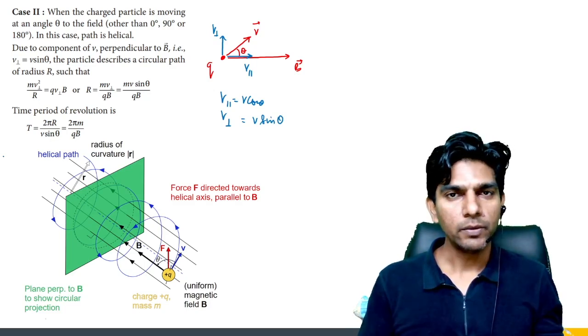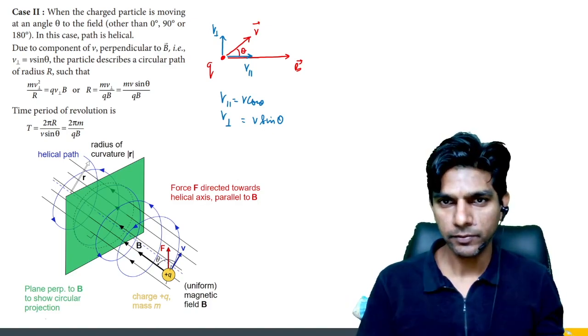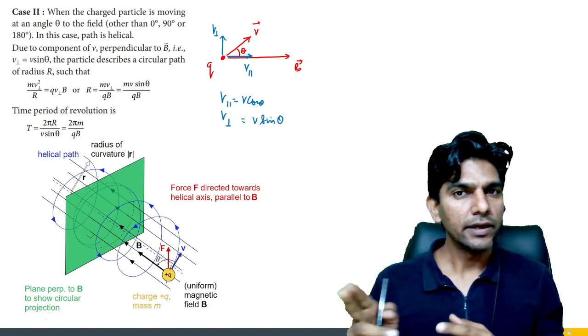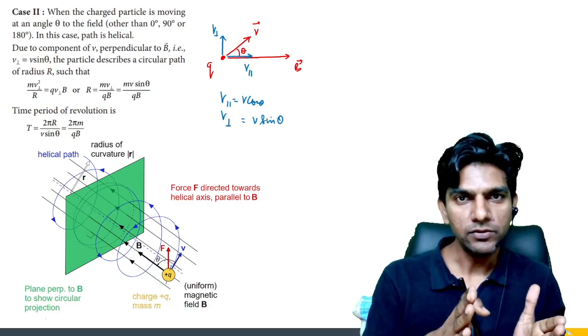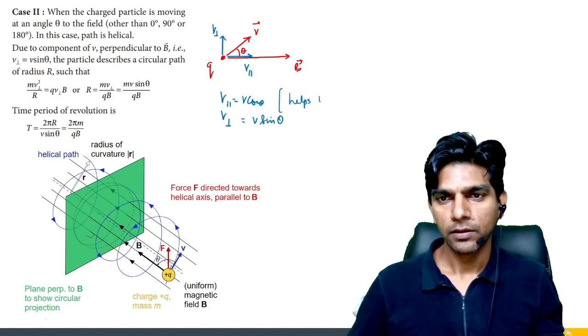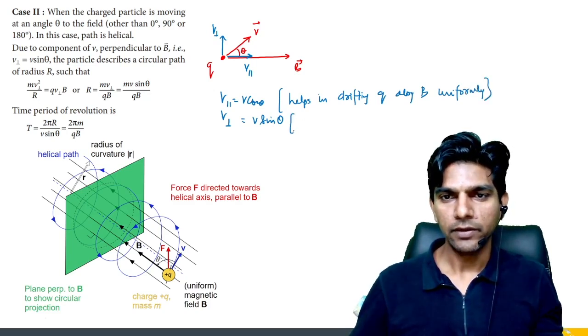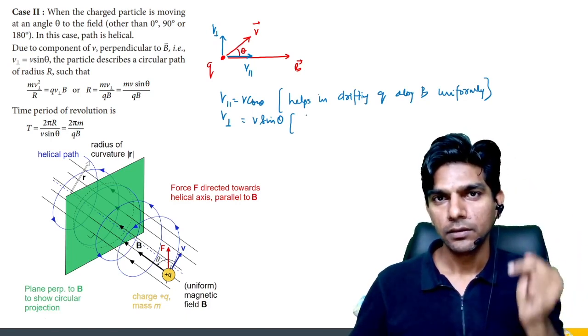Now, due to v perpendicular, the charged particle will move in a circular path that we have already discussed in case 1. And v parallel is in the direction of magnetic field, so there will be no magnetic force if we only consider v parallel. So this v parallel will drift the charged particle along the magnetic field uniformly with a constant speed v cos theta. And v sin theta, this component is responsible for rotating this charged particle in a circular path.